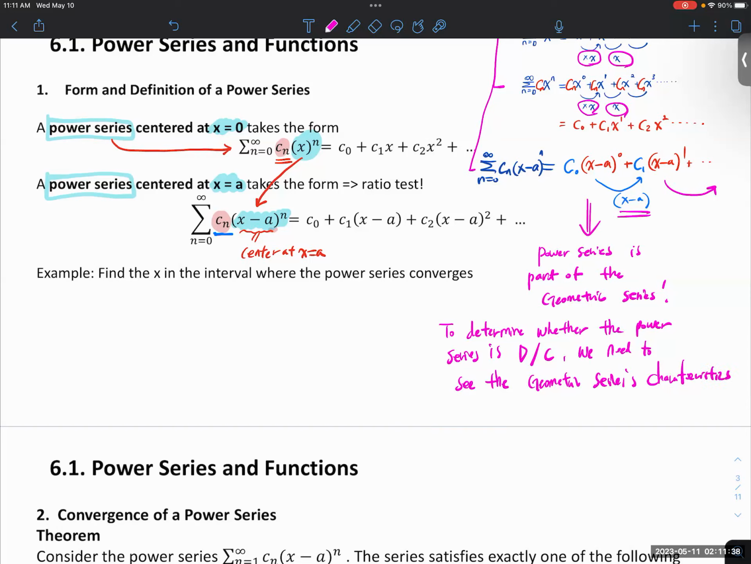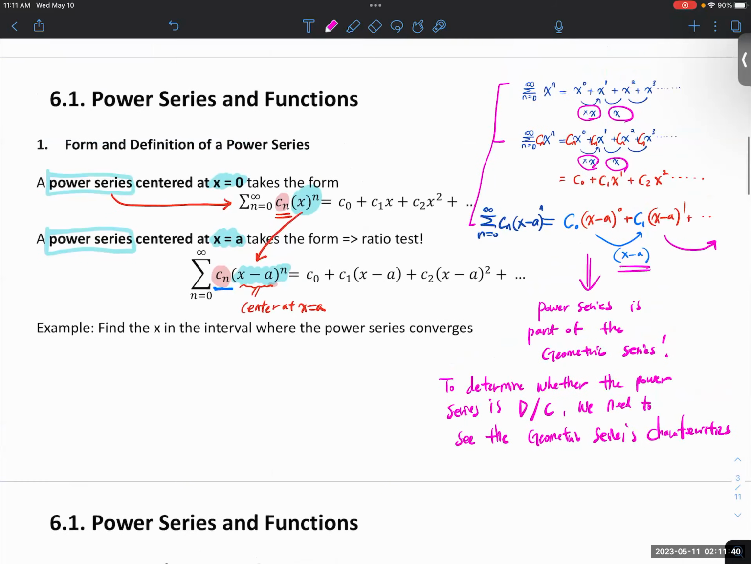Characteristics. Since the power series is a part of the geometric series, we are trying to determine whether the power series is divergent or convergent. To see that, we need to look at the geometric series characteristic. What is the geometric series characteristic to determine whether the geometric series is convergent or divergent? Do you remember the formula?